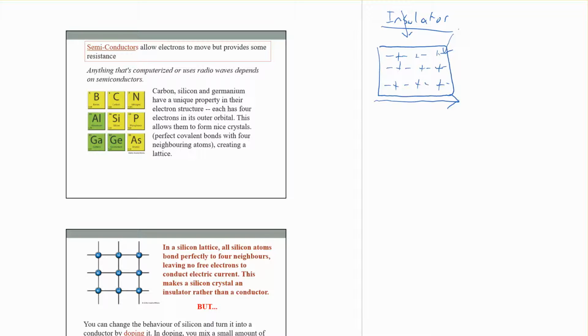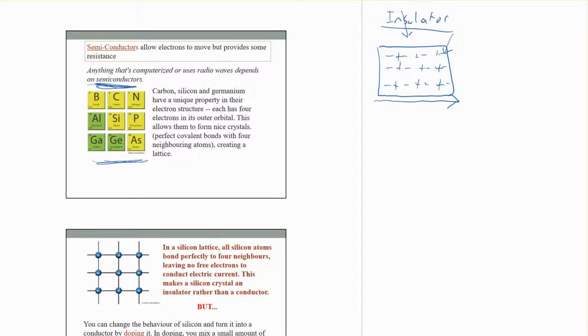A semiconductor is just a material where the electrons can move a little bit, so they conduct a little bit of electricity. Anything that's computerized or uses radio waves depends on semiconductors. That is kind of hard to explain, but because these electrons don't move very well, we're able to use that property for computers and a bunch of other things. They're kind of strange elements that allow that.